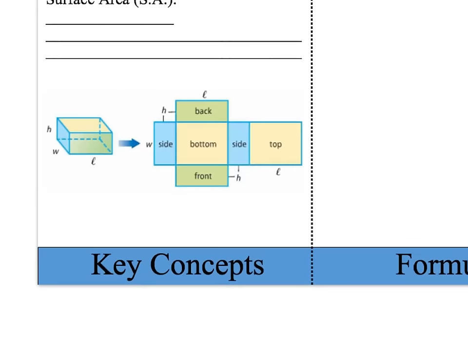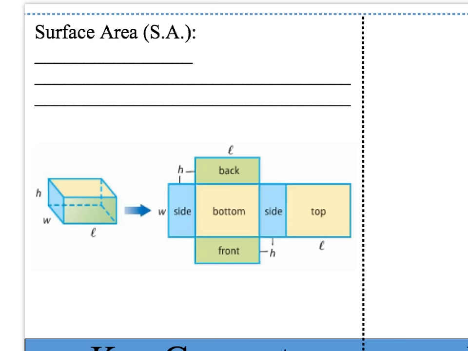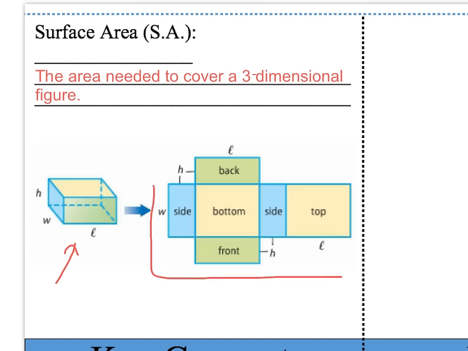So let's go ahead and talk about some of our vocabulary. Our first vocabulary word is called surface area. And surface area means the area needed to cover a three-dimensional figure. So if we look at this little image right here, this is a three-dimensional figure. We can unwrap the three-dimensional figure to get this figure right here.